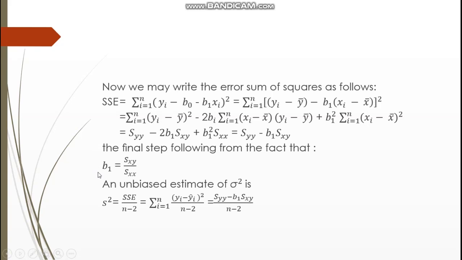And this is the formula of beta 1, where the formula is beta 1 equals SXY per SXX. And this is the estimate of variance. The formula of variance, or S power by 2, is equal to SSE per n minus 2.